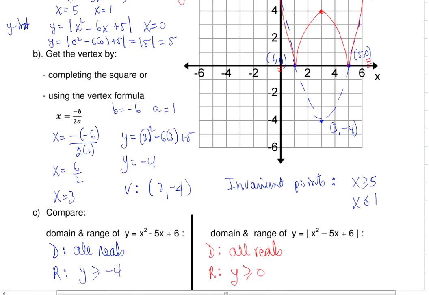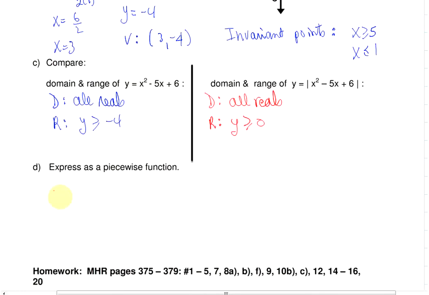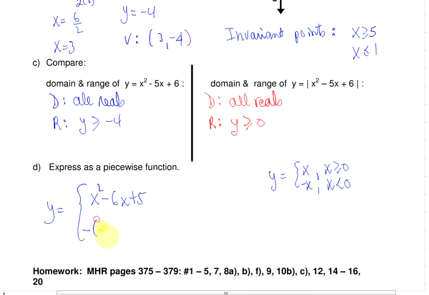Okay, and now let's write in our piecewise function. We go y equals. And remember, we're going to use this as our model. So our related function, x squared minus 6x plus 5, and then the negative version of that. And then if, and if. And so now we take a look at our domain.